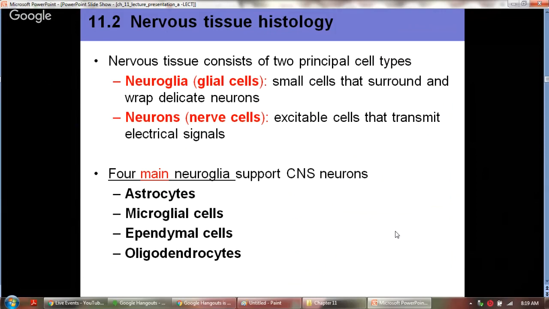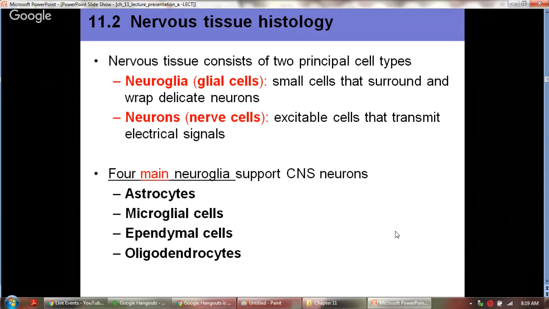Then let's talk about the histology of the nervous tissues. Nervous tissue consists of two principal cell types. They're neuroglia, which we call glial cells, and neurons, which we already know, the nerve cells. The glial cells are small cells which surround and wrap the delicate neurons, and the neurons are the ones which are excitable and that can transmit electrical signals.